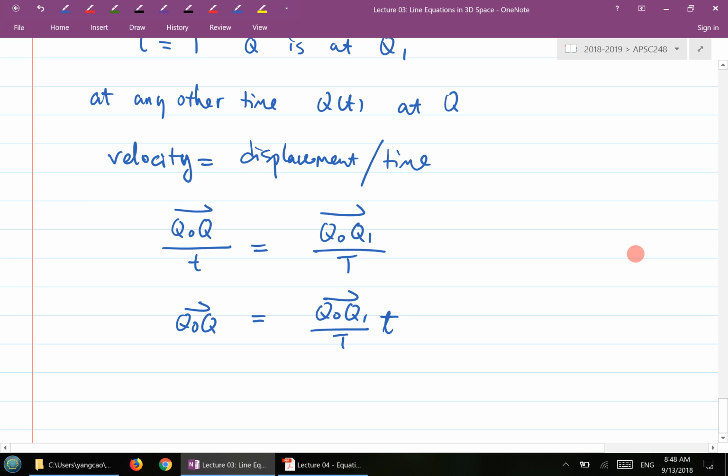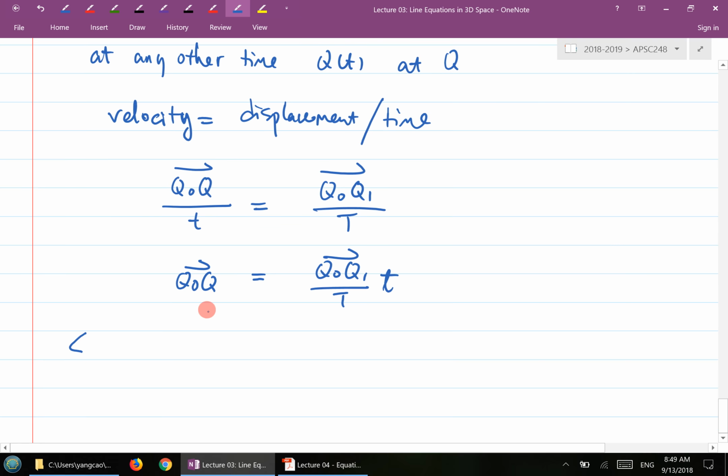Okay, now I'm going to plug in all the known condition values into this equation. So first of all, Q0Q is the coordinates of Q minus the coordinates of Q0. Actually, by the way, the other day a student asked a question, and I realized I should emphasize this. When you're given two points and you create a vector between the two points, the coordinate is always the end point minus the initial point.